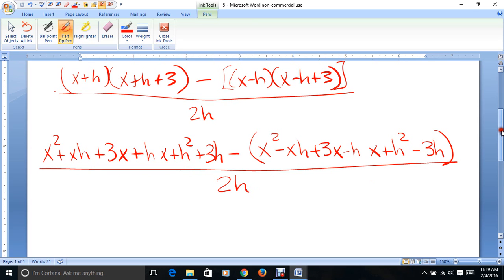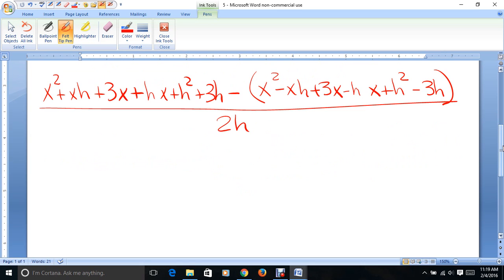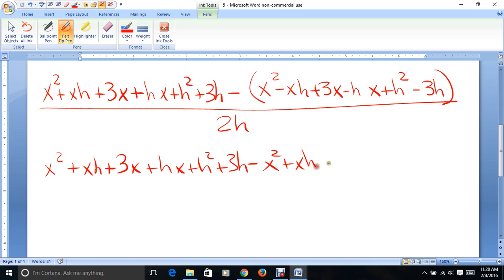Now I have to distribute the negative sign and cancel out anything that cancels. So x squared plus xh plus 3x plus hx plus h squared plus 3h minus x squared plus xh minus 3x plus hx minus h squared plus 3h. So now I just have to figure out what all cancels.